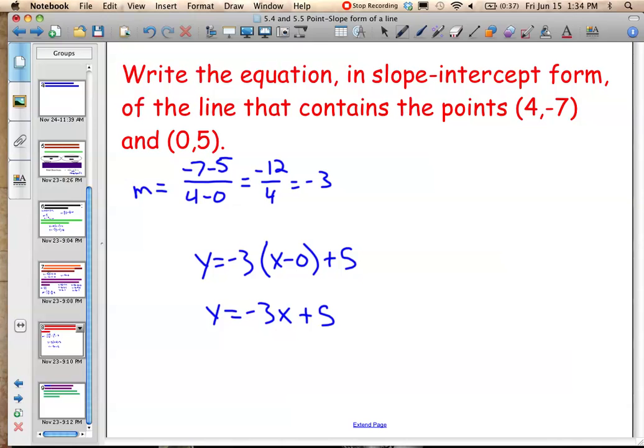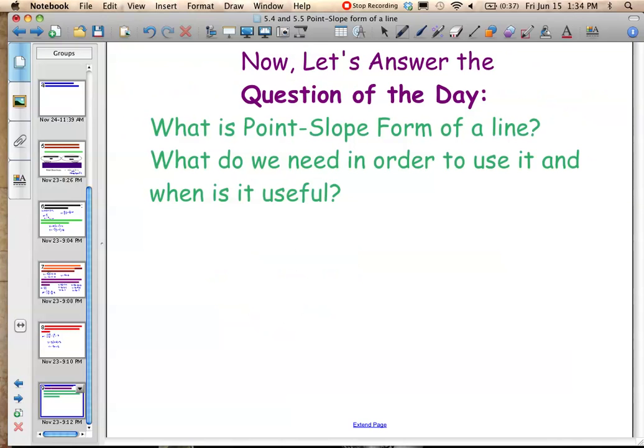Very nice. So let's wrap this up a little bit. What is the point-slope form of a line? Well, that's an easy one to answer. Y equals m times x minus the x value of the point plus the y value of the point. What do we need? We need m and the point.